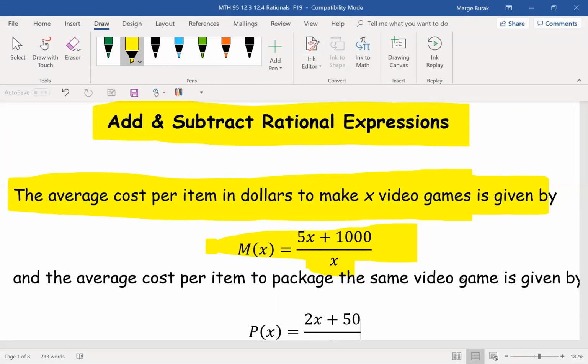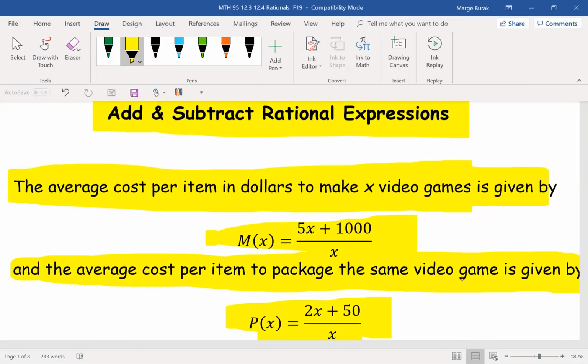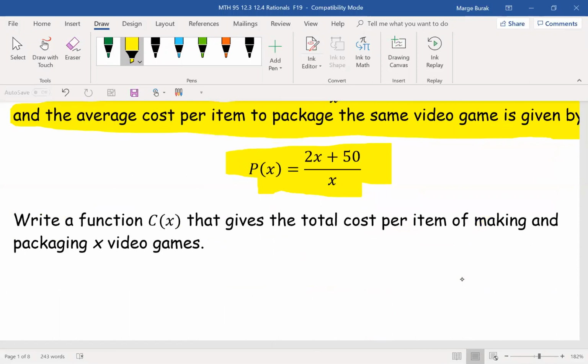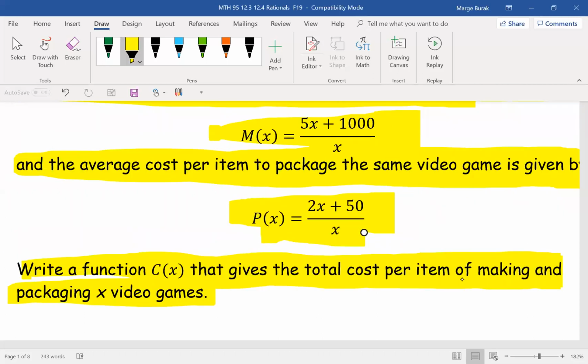And the average cost per item to package the same game is given by P of x, which is (2x plus 50) divided by x. So we're going to make the game and we're going to package it. Okay, so we have two rational functions, and we want to write one function, C of x, that gives the total cost per item of making and packaging. So this would be a reason that we would want to be able to add two rational expressions.